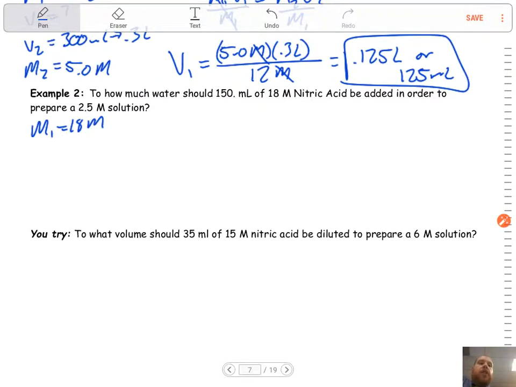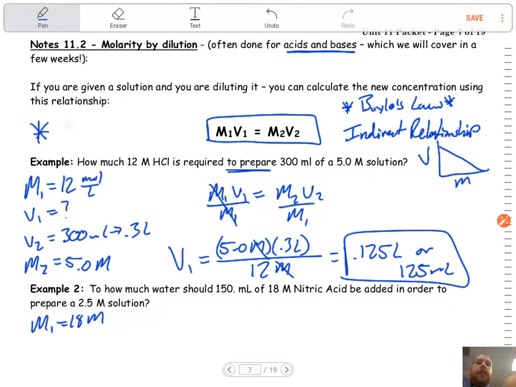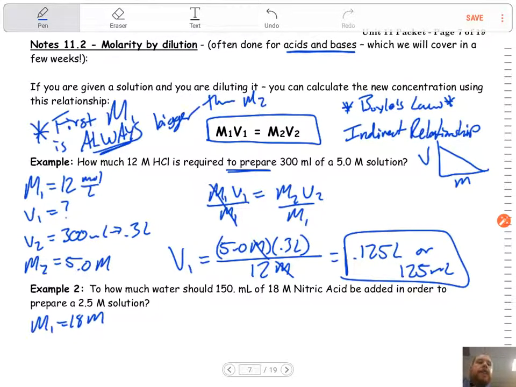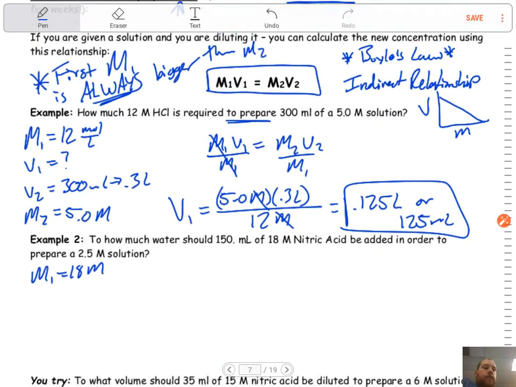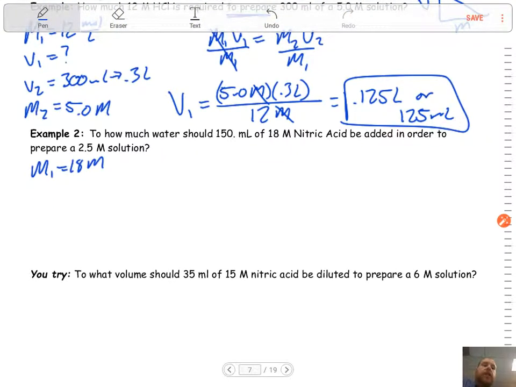Now guys, the other thing you want to make note of, I'm going to add this up here, your first molarity, so M1, is always going to be bigger than your final molarity. That just should make sense by dilution. Dilution means your second one's going to be weaker. So your first one is always going to be the larger molar value.